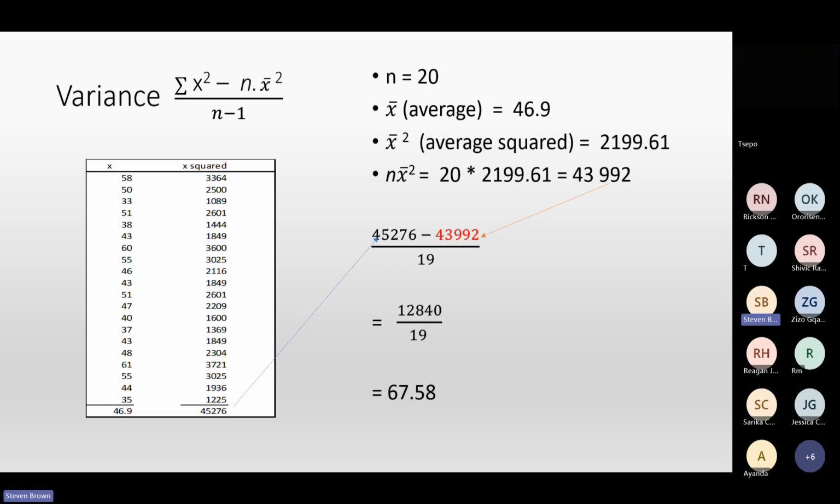So I'm going to speak to the formula and then I'm going to show you how it works. The formula is the sum of x squared minus n, which in this case is 20, but in your case is probably going to be 11, multiplied by x bar, the x average. Remember, you will have already worked out the average probably in the first part of the question, so you don't need to work it out again. Just make sure that the average is correct. Average squared, all divided by n minus 1.